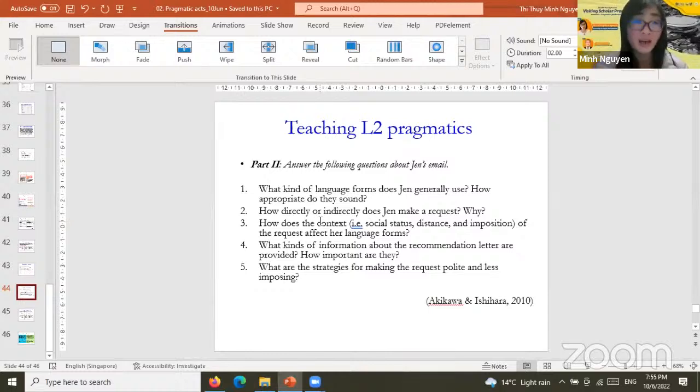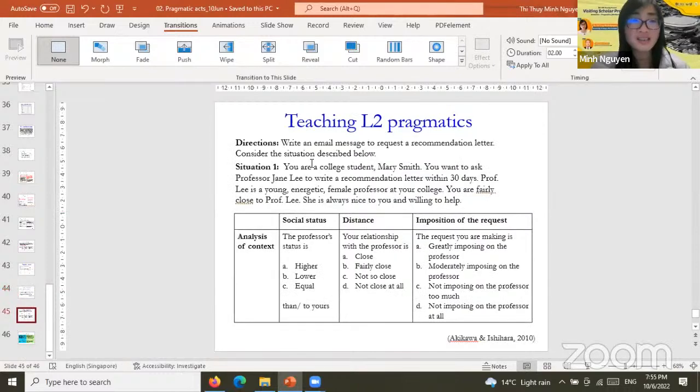So they have to analyze the model letter. And the next step, they have to produce another email based on the model letter, right? And before they do that, they also need to analyze the situation, so that they can know what kind of linguistic expression they should choose when they write the letter. So this is one way of teaching second language pragmatics, to raise student awareness of the context and the effect of context on the choice of linguistic expression.